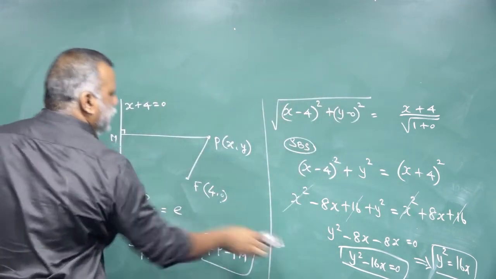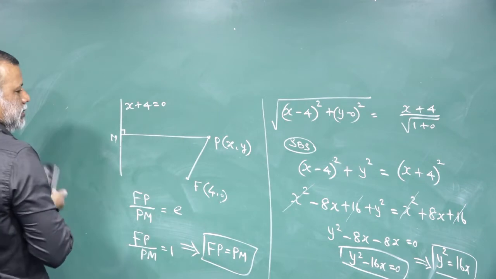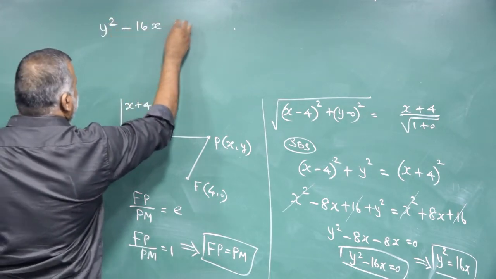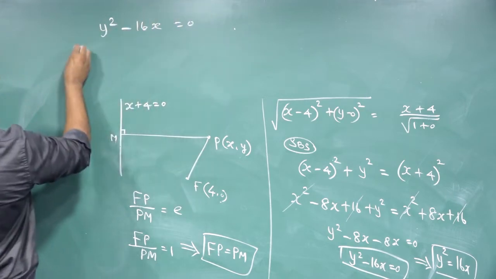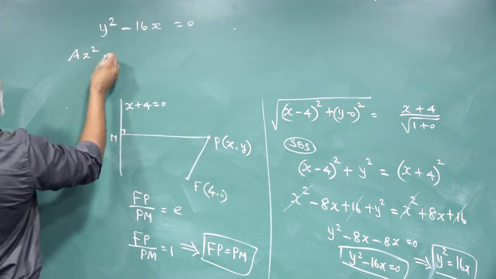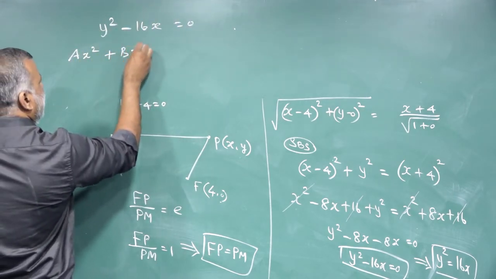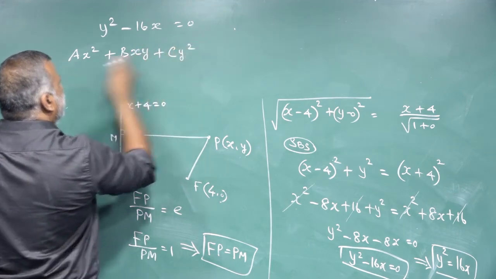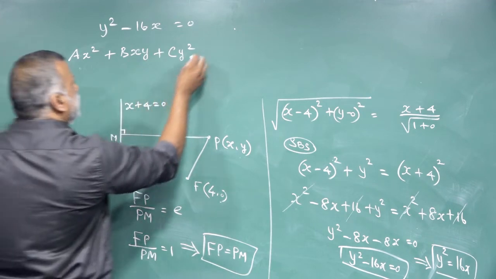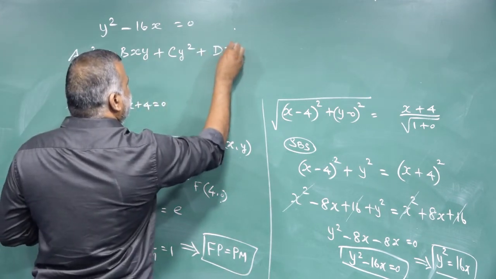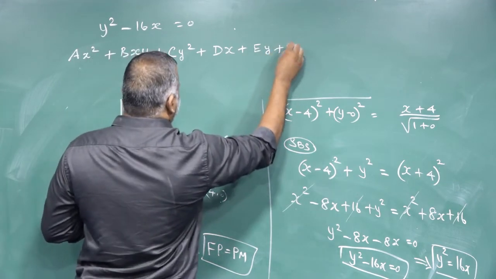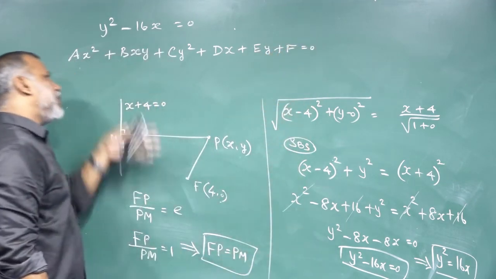See, you are able to work out y squared minus 16x equal to 0. Compare with the general equation. What is the general equation? Ax squared plus bxy plus cy squared plus dx plus ey plus f equal to 0.